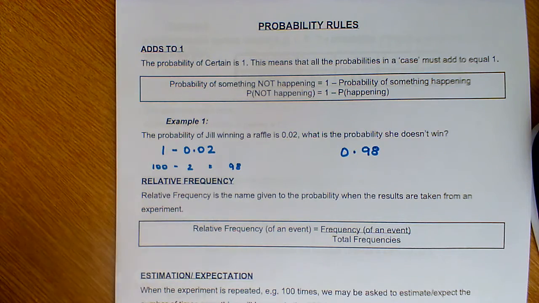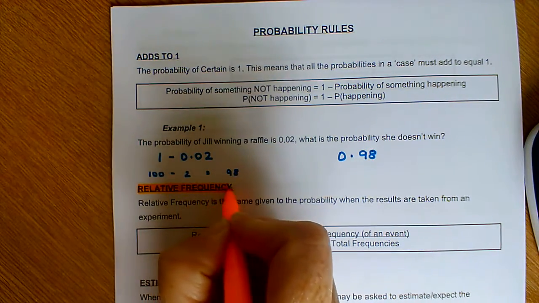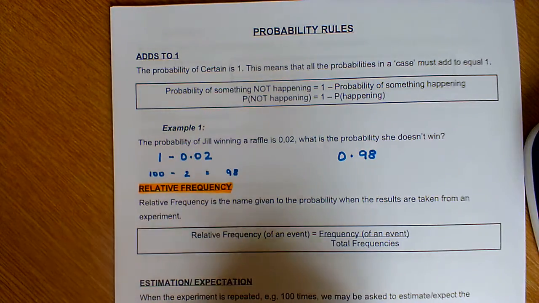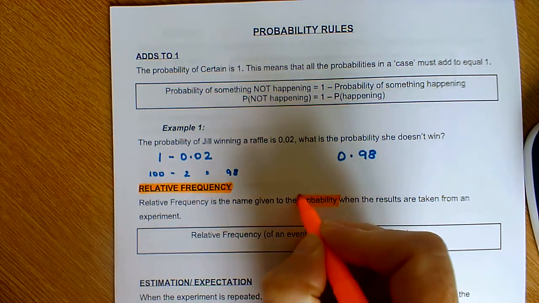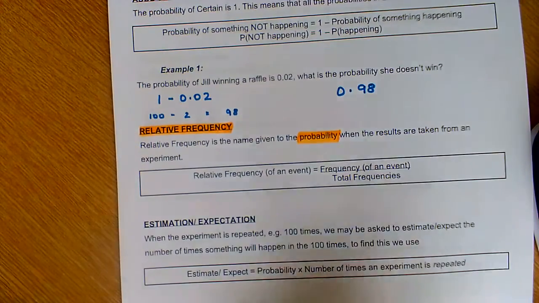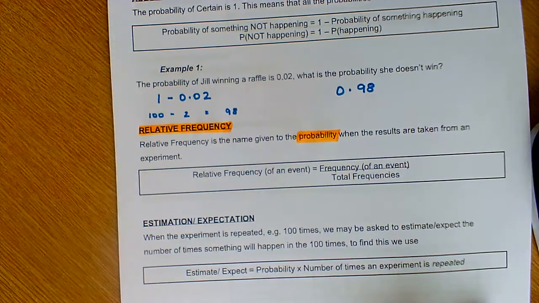The next topic is relative frequency. Relative frequency is simply a fancy word for experimental probability, so it is just finding the probability. The relative frequency of an event happening is the frequency, or how many times that event happens, out of the total number of frequencies.